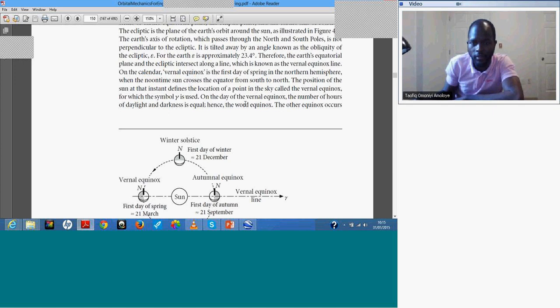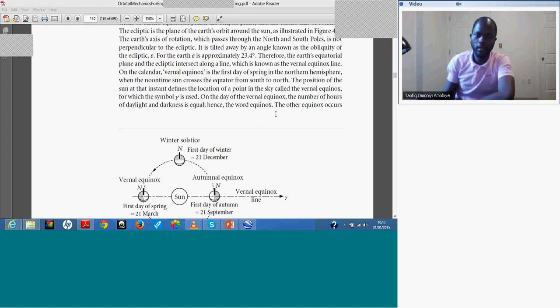On the day when the ecliptic and the equatorial plane coincide, we have an equal number of hours of day and night. That's why the equinox occurs.